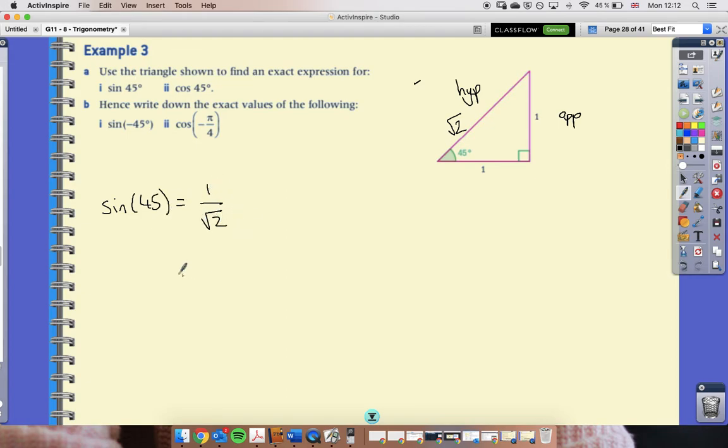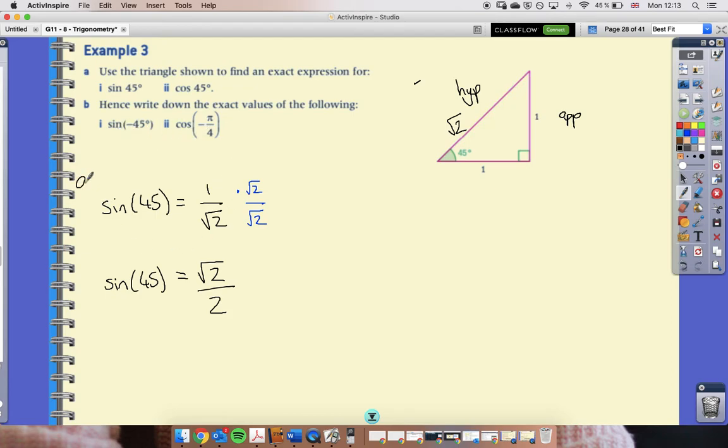We should always rationalise our denominators. So, in case we've forgotten about that, I'm going to multiply the numerator and denominator by root 2. So we get root 2 over 2. Sine 45 equals root 2 over 2, and that is the exact solution to that. You can have a go at cos 45, which is the same, isn't it, because it's still 1 over root 2. And then we can use our results that we looked at earlier to answer these.